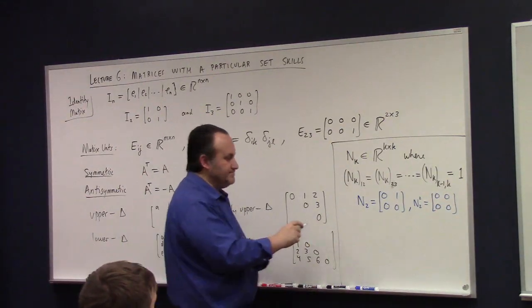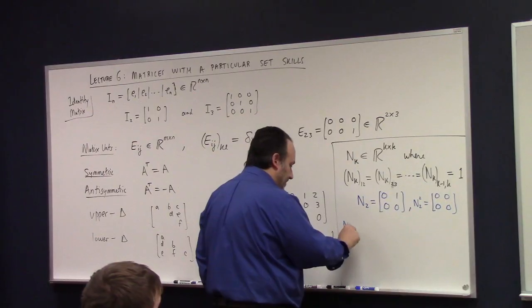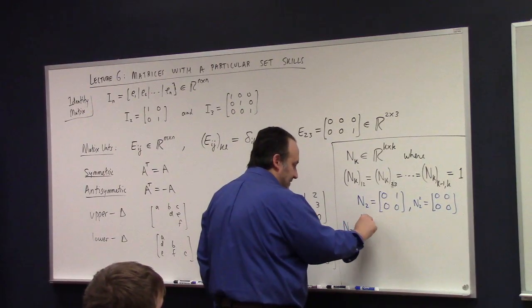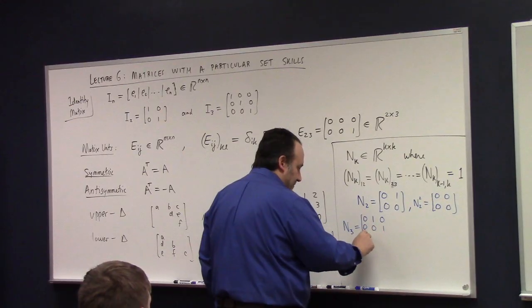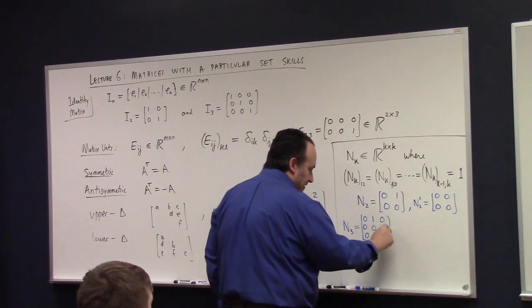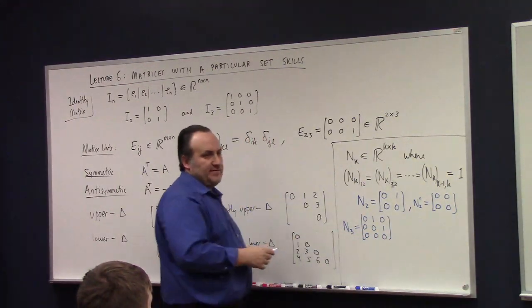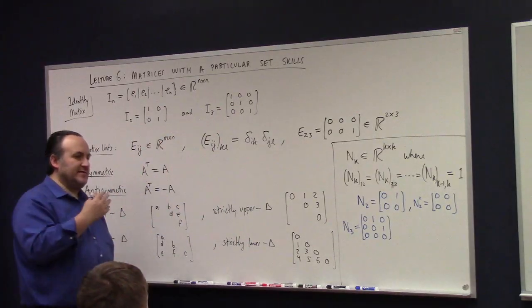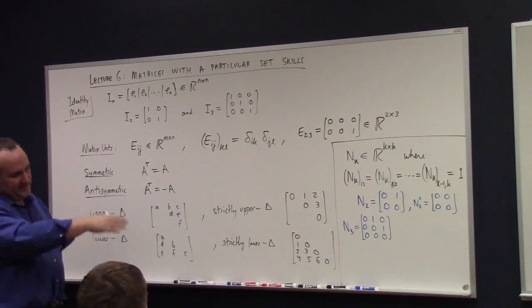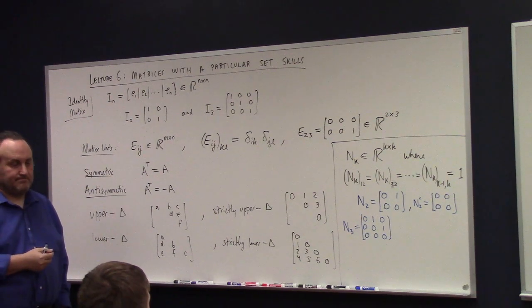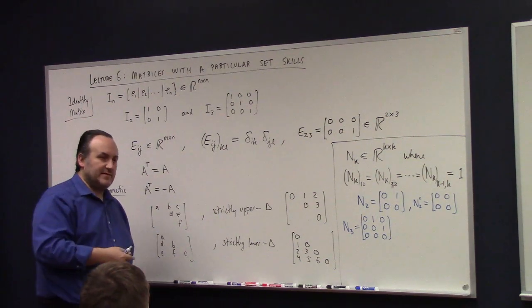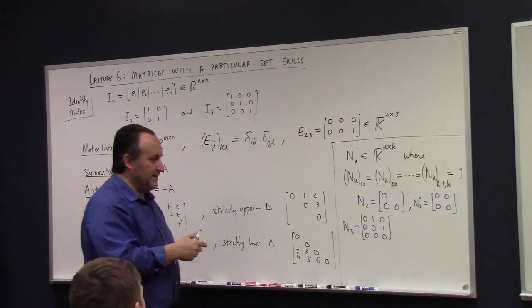N sub 3 is a 3 by 3 matrix. It's got 1s on what's called the superdiagonal. The superdiagonal is, well, okay, technically not the diagonal. It's a diagonal of entries, but it's right above the actual diagonal, right? The 1, 1, 2, 2, 3, 3 spots. So this is n sub 3. What happens when you square it?